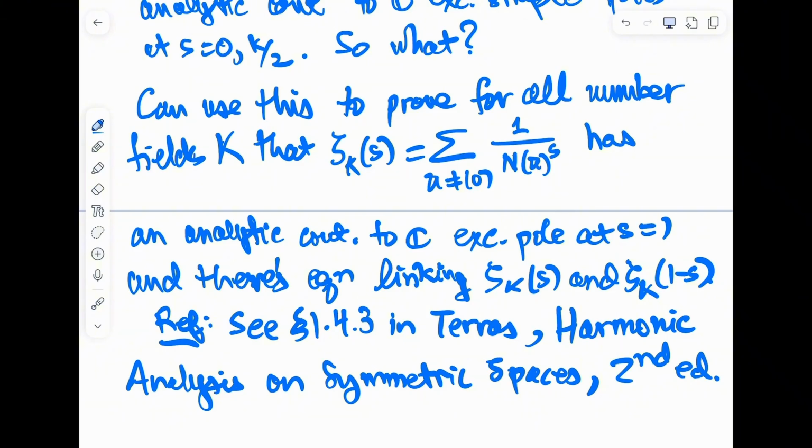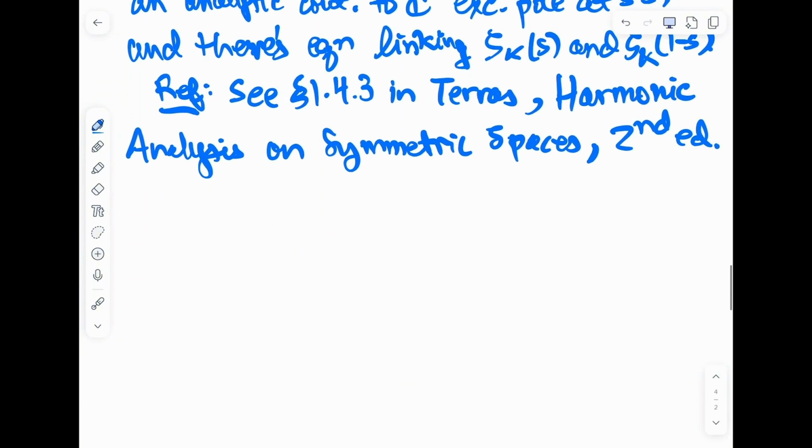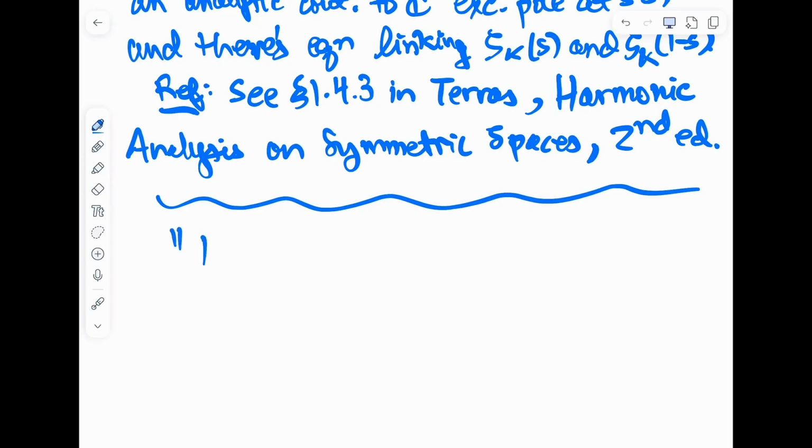What I want to focus on for the rest of the lecture is to place the zeta functions, the theta functions of the quadratic forms into the setting of modular forms, and show you a few things that you can obtain from that viewpoint. Okay, so the key takeaway is that theta functions of quadratic forms, theta series, are modular forms.